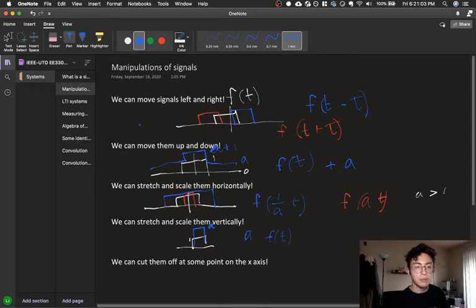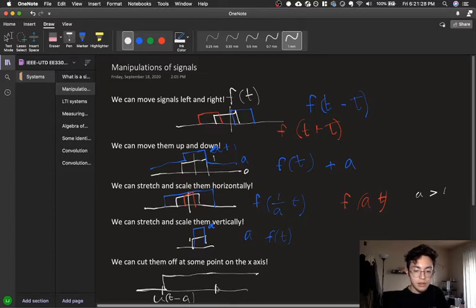And then we can also cut them off using the step function, like we were talking about a little while ago. We can partition the time axis into different regions by summing up different step functions. Like we have this one step function, u of t minus a, and this one would be another step function, u of negative t minus some b.